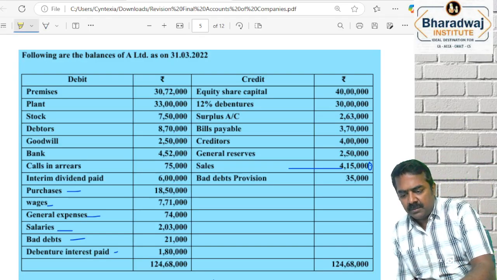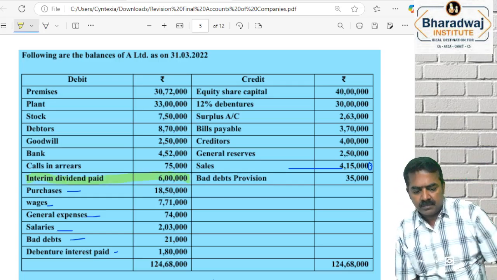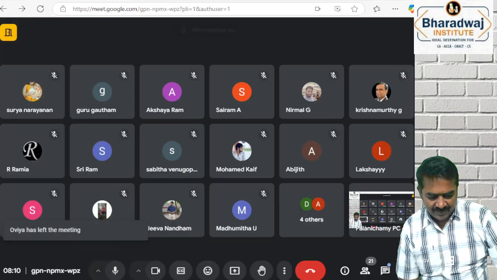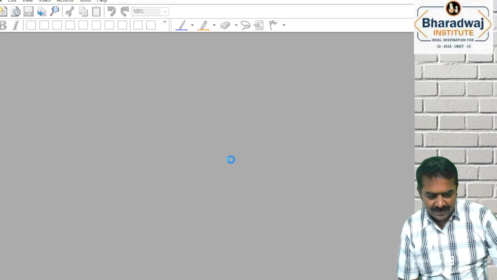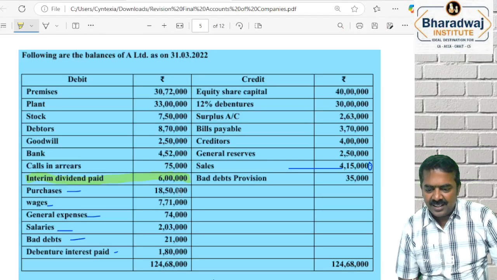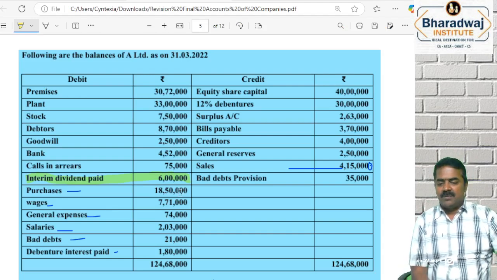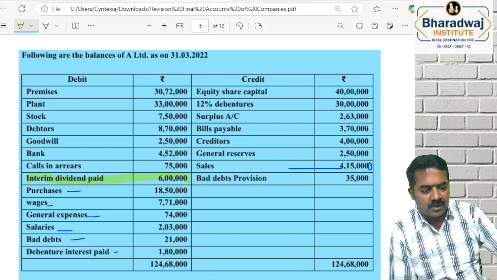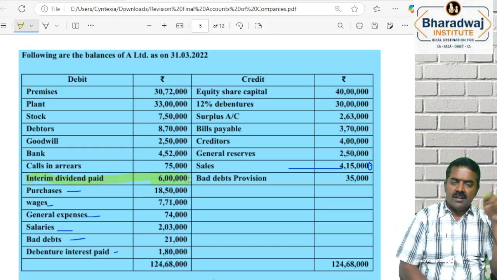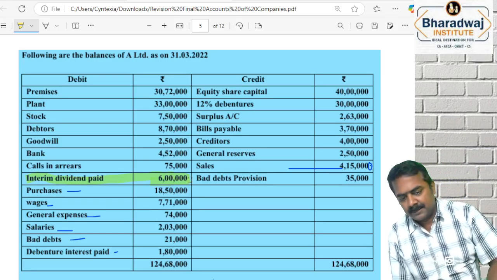Sir, the interim dividend is not counted here. Interim dividend paid has been given, so this will be adjusted in P&L account. We have the P&L account balance, so from there we'll adjust it in the balance sheet.